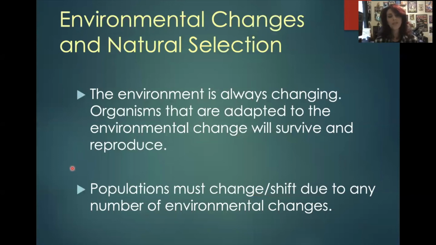Let's talk about environmental changes and natural selection. As we know, the environment is always changing in a myriad of ways, and organisms that are able to adapt to environmental change will survive and reproduce. And sometimes populations have to shift or change due to any number of environmental changes or disturbances. And we're going to talk about a couple of those.